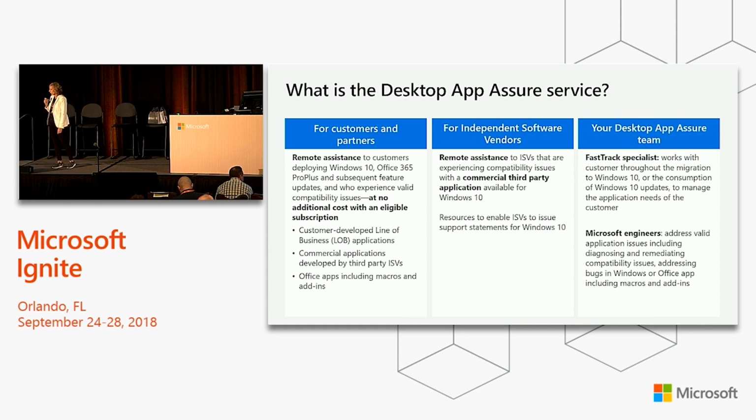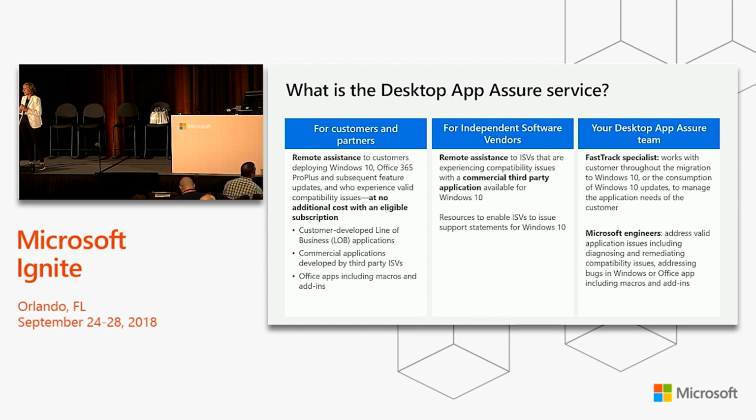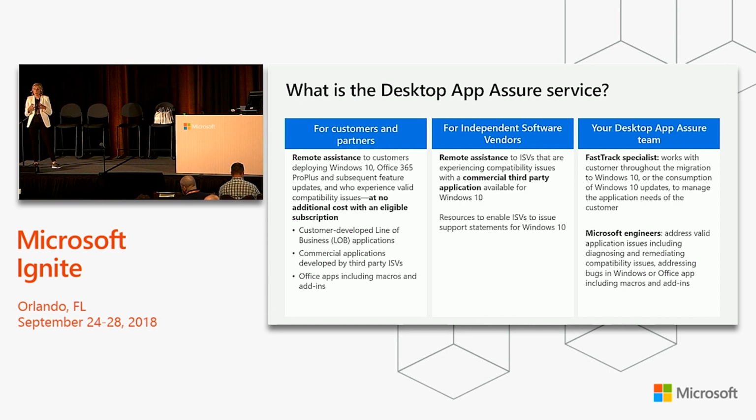In terms of how we work, when you call us or when you engage our program, what we do is we assign someone called an App Assure manager. The role of that person is to be a generalist app compat expert. Their role is to understand the breadth of everything you're doing over the course of your engagement to Windows 10. So they're going to have visibility into all the application challenges that you might be encountering.